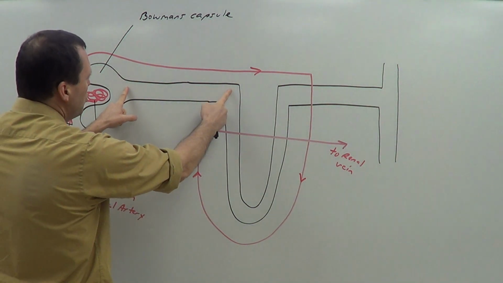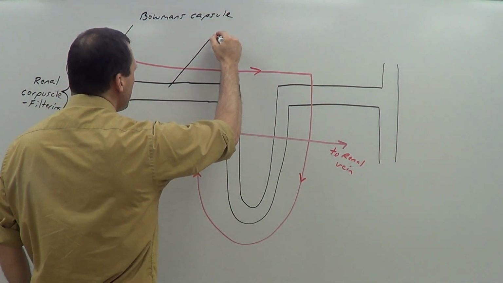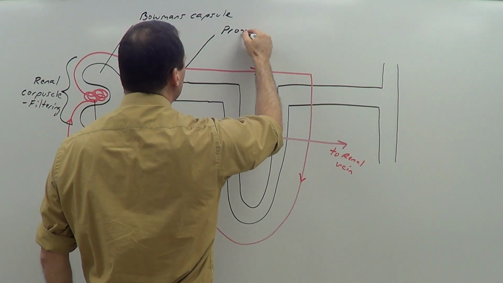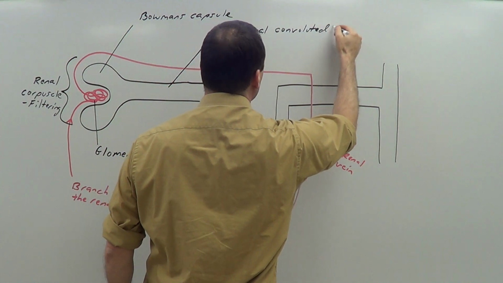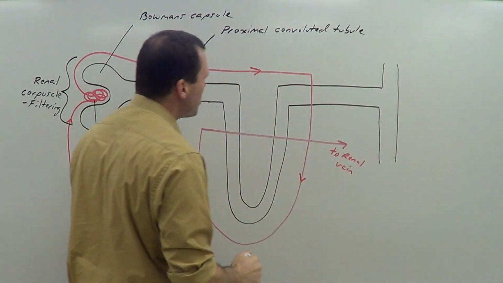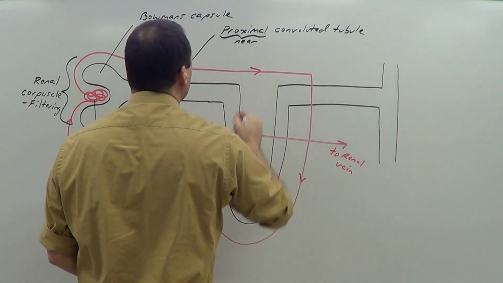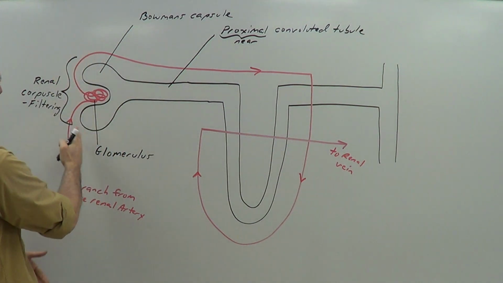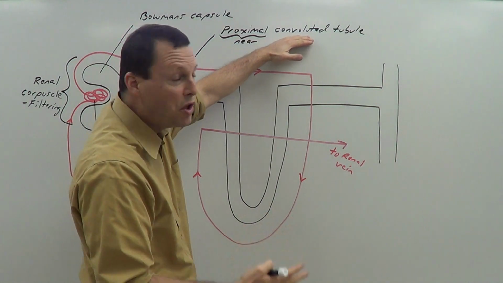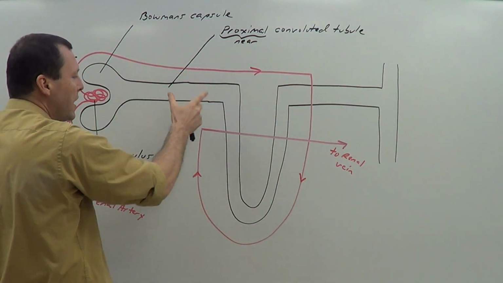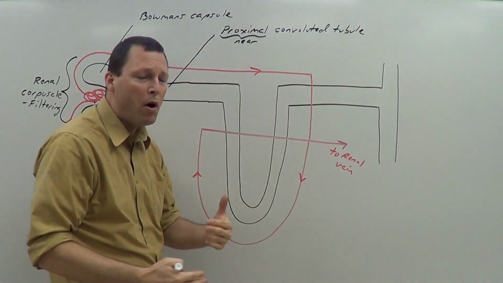Now the next part of the tubule, from here to here, is going to be the proximal convoluted tubule. Now it's called proximal because proximal means near. And near what? It's near the renal corpuscle, where all the filtering takes place. Convoluted means very twisty or windy, so this would be very twisty or windy in real life, but for simplicity we sort of straighten it out. And it's a tubule, a small tube.